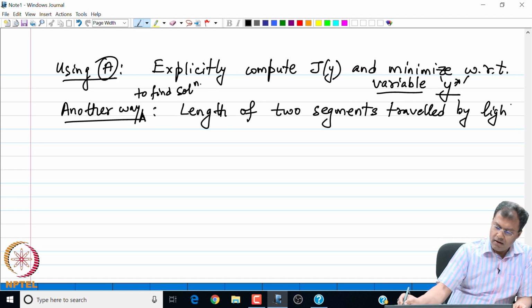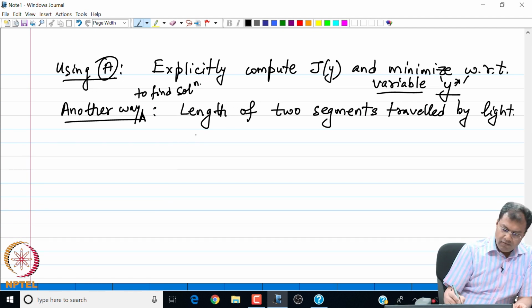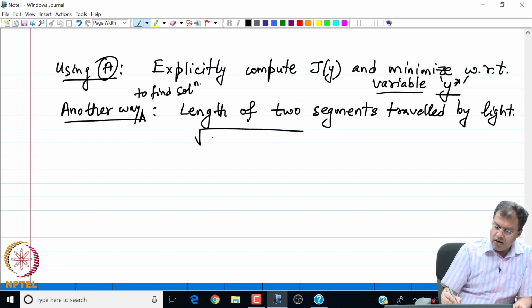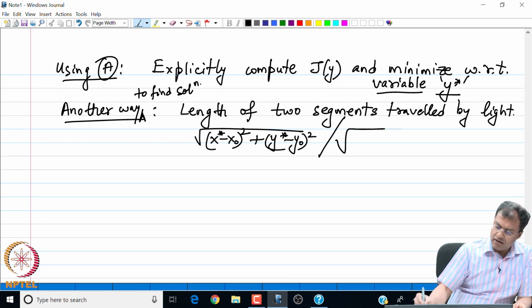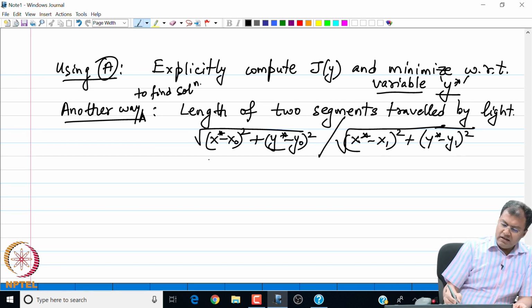We see that the total lengths are the square root of (x minus x naught) square plus (y star minus y naught) square. In the first case it is travelling from x naught, y naught to x star, y star. In the second, the total length is the square root of (x star minus x 1) square plus (y star minus y 1) square. These are my total path lengths in each of the media.